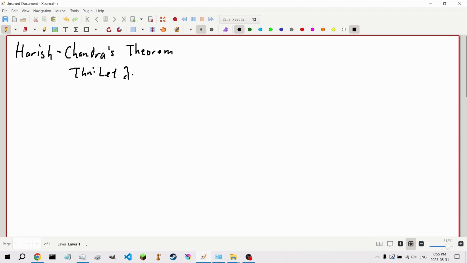for lambda and mu in h star, if their characters match, then they are, what was the term we introduced for it last time? It was linked. If the characters match up, then we're linked.